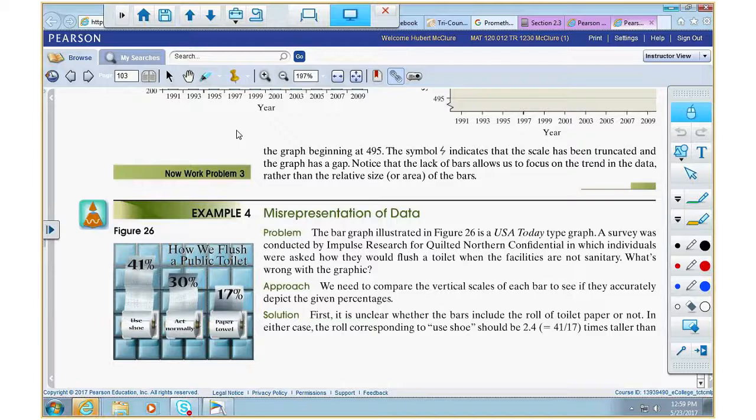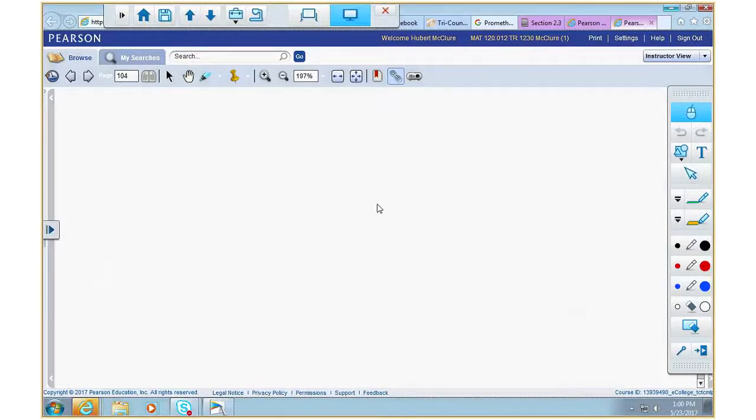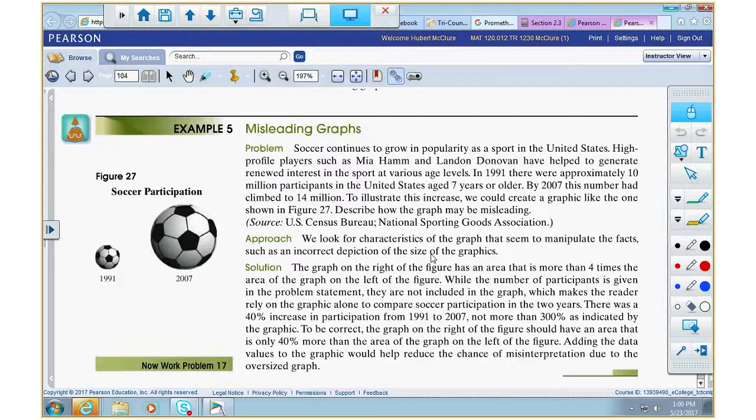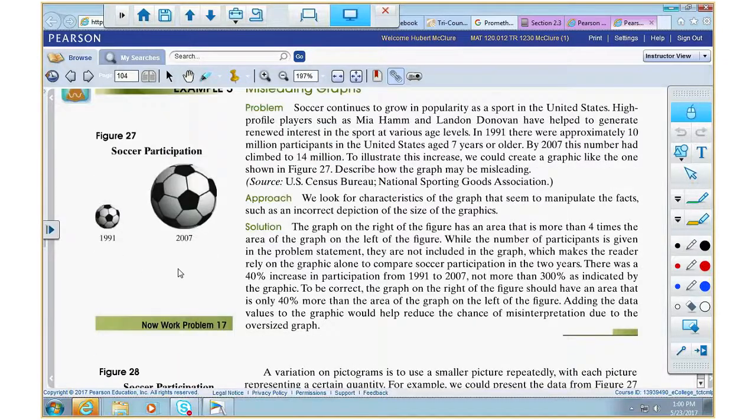71 plus 17 is what? It's not 100, is it? So you need to have something there that says other or miscellaneous, otherwise you've got an incomplete graph. You've got to look for things like that, especially when you're the presenter. There's a test question. This one is wrong because of proportions.